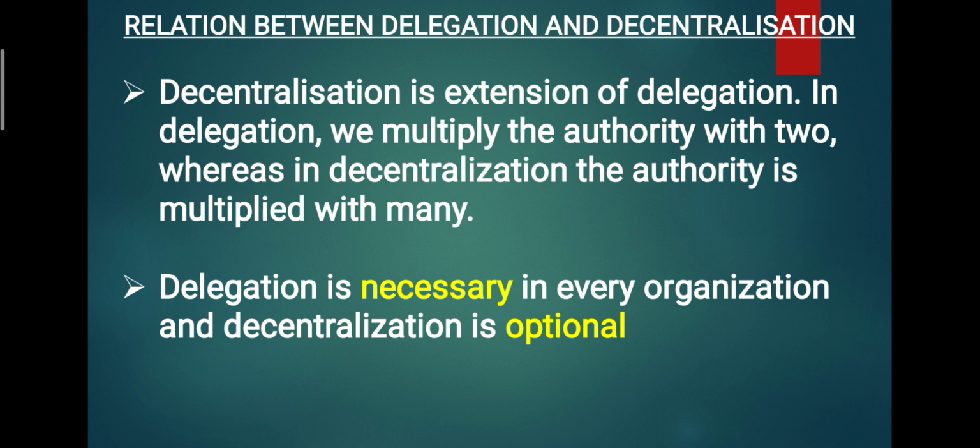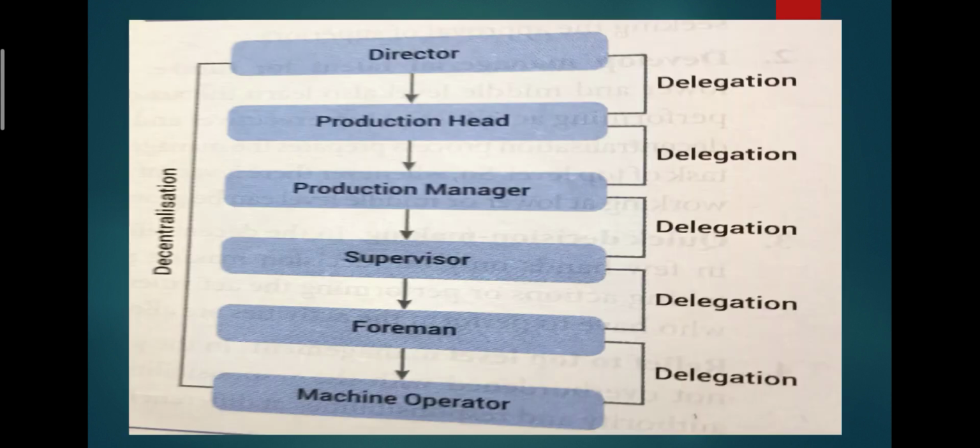In delegation, we multiply the authority with 2. That means we give authority, divide the work among 2 people only. Whereas in decentralization, the authority is multiplied with many. You can see in this diagram. Like in the right hand side, the director, production head is there. Director will give the work to production head. He will not go beyond him.